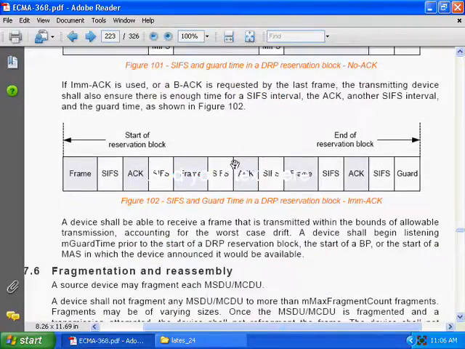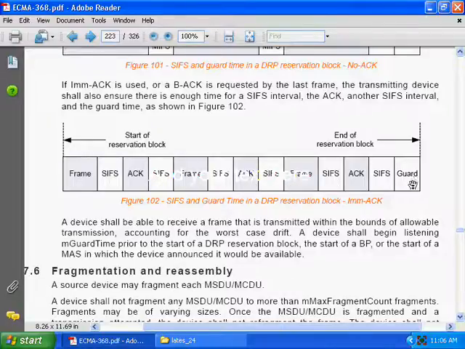Now come to the scenario with immediate acknowledgement. So this is an entire block. Here between the frames we have to maintain the short interframe spacing, right? So the frame is transmitted, then some gap, then the acknowledgement for the frame comes, then again some gap, then the next frame. Like that it's happening, right, up to here.